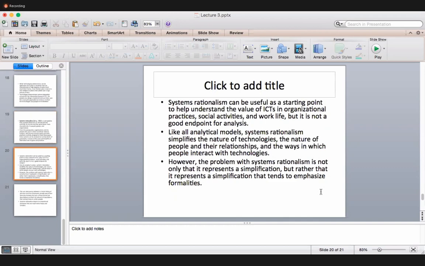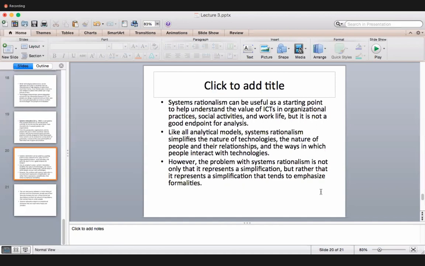System rationalization can be useful as a starting point to help understand the value of ICT in organization practice, social activities, and work life, but it's not a good endpoint for analysis. So where are we heading? We have come from technological determinism, and we have come to system rationalism. So where are we going to? What will be the end game? The end game is what I've actually talked about: the integration of the two.